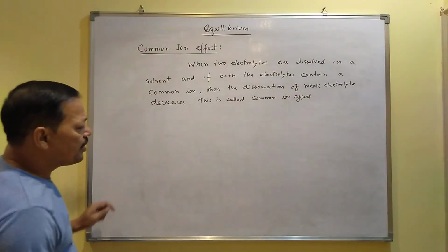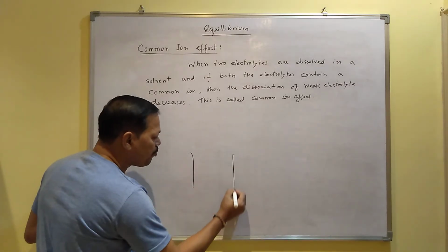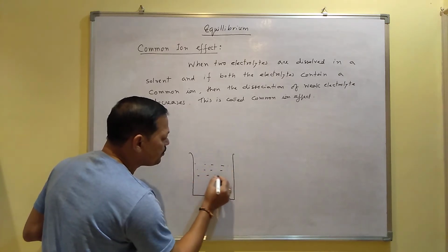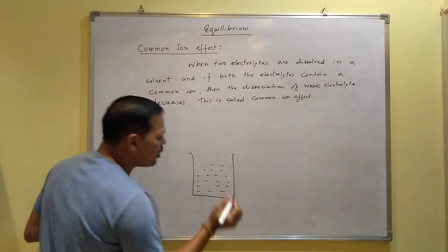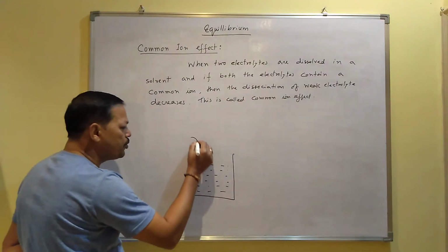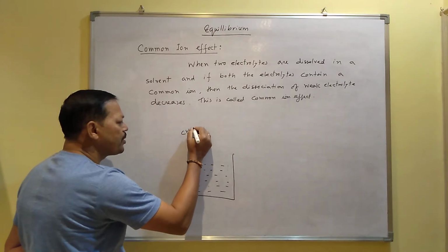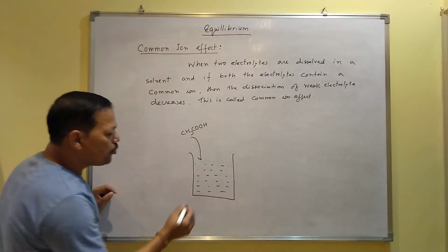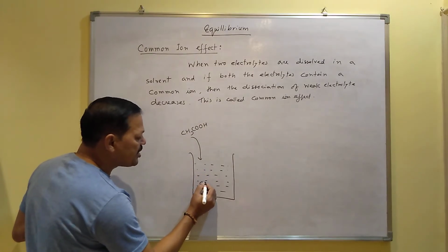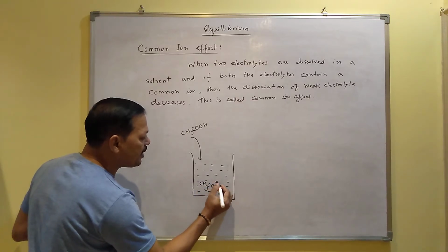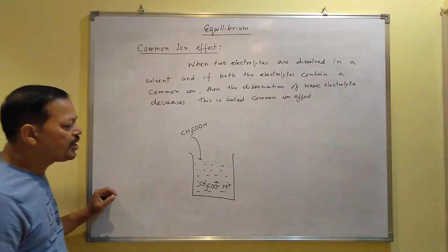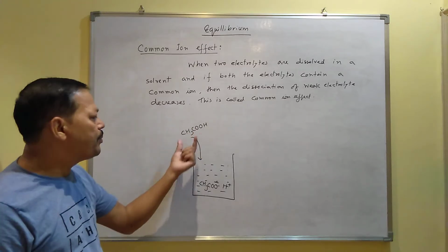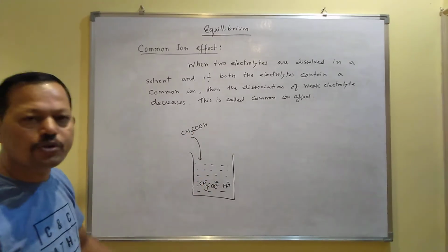Now, what is common ion effect? Suppose this is a container and the container contains water. So this is simply water. In this water, when you dissolve acetic acid, the formula of acetic acid is CH3COOH, it produces two ions. One is CH3COO minus, which is called acetate ion, and one is H plus ion, which is called hydrogen ion. This type of substance which produces ions in water is called electrolyte. I mean acetic acid acts as electrolyte because it can produce ions.